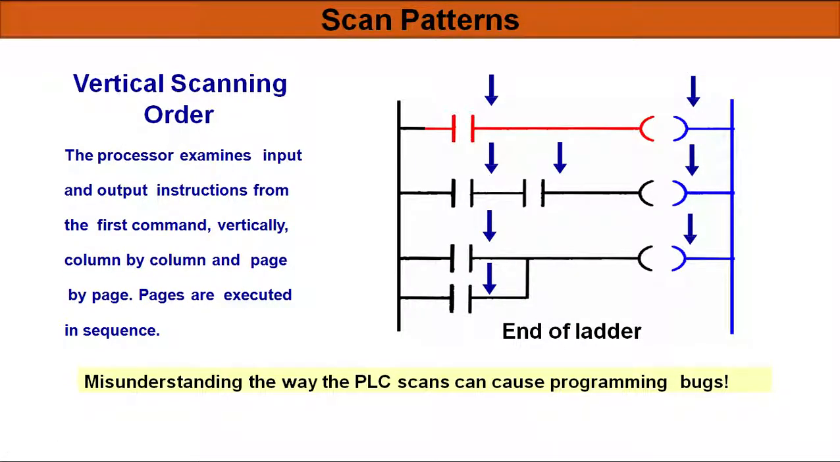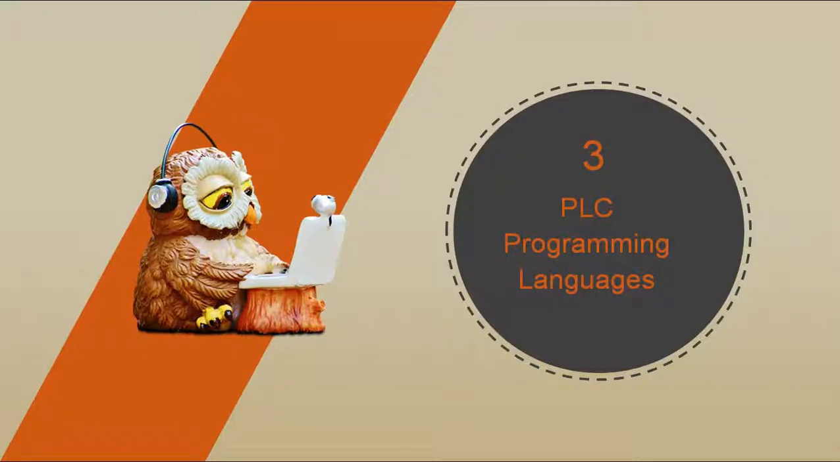Scan pattern, vertical scanning order. Here the processor examines the input and output sections from the first command vertically, column by column and page by page. Pages are executed in sequence. This will go first, then this will go next. This is the end of it. Misunderstanding the way the PLC scans can cause programming bugs. So, what kind of scanning pattern, horizontal or vertical? That depends on the type of PLC we are using.